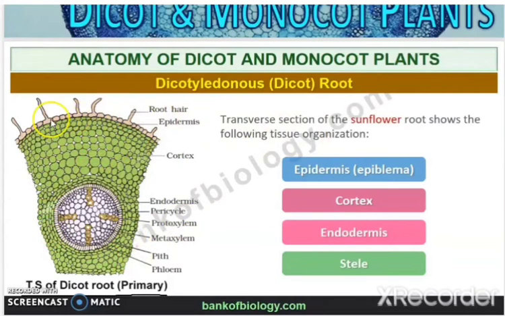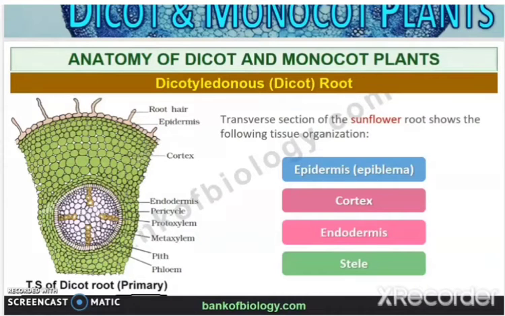Okay, so the transverse section of the dicot root which you see here is the sunflower's, right? And this shows the following tissue organization. We will see what the different types of tissue organization are here.